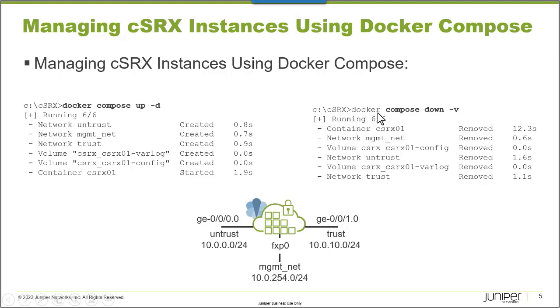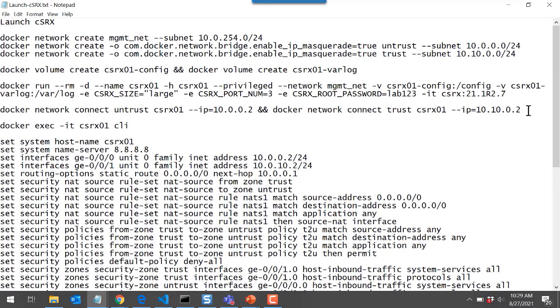I forgot to highlight that one. But we run docker compose down, and the -v not only destroys the container, but it also deletes the volumes, right? So let me show you. These are the normal instructions.